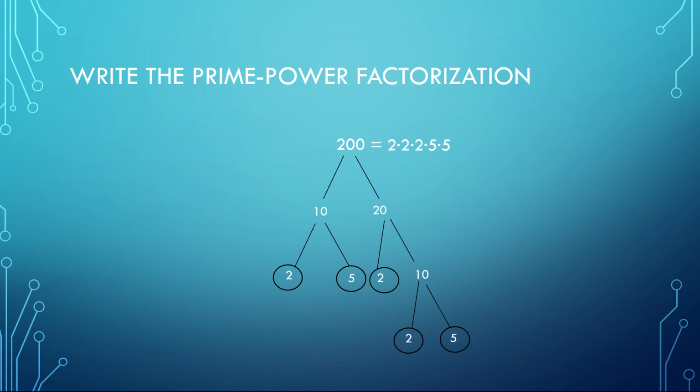What we can do is rewrite 200 as 2 times 2 times 2 times 5 times 5, okay? And there's actually an easier way to write this, because as you can see here, there are 3 2's written in red, and 2 5's written in green. So we can rewrite this as 2 to the third power times 5 to the second power. That is going to be your solution. 200 is equal to 2 to the third times 5 squared. That's the prime power factorization of 200.